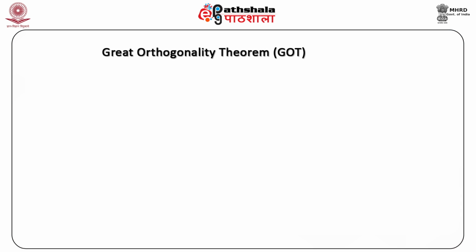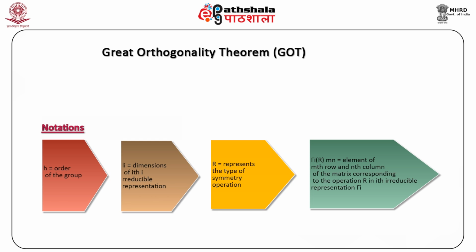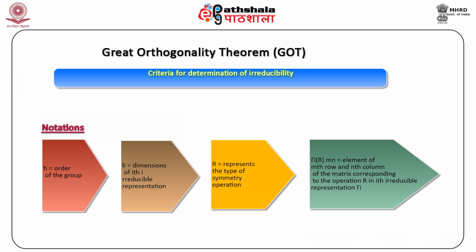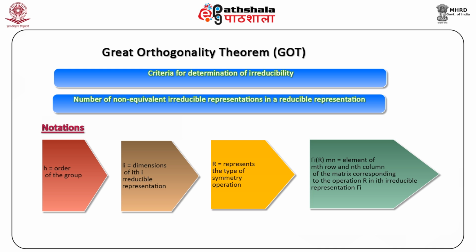After reaching this point, now for us there is a great need to study the great orthogonality theorem. All the properties of a group, irreducible representations, and their characters, which are very important in solving problems connected with chemical bonding and molecular dynamics, can be derived from one basic theorem, which takes into account the relation between matrix elements of the irreducible representations in the representation, the great orthogonality theorem. The central role of the theorem is that it provides the criteria for determination of irreducibility of a reducible representation, and also gives the number of non-equivalent irreducible representations in a reducible representation.